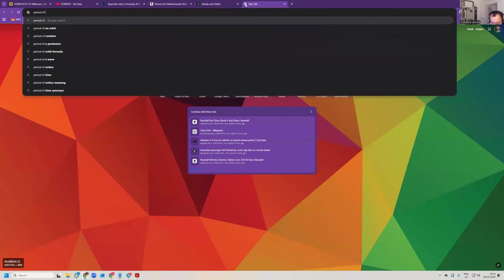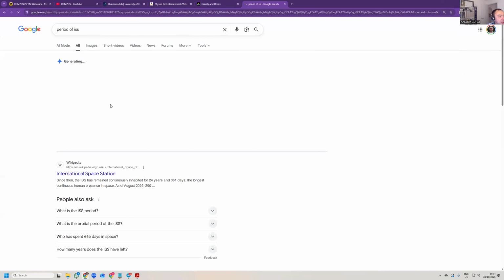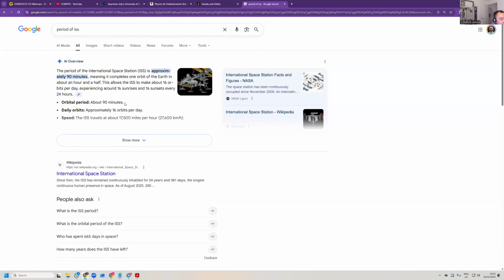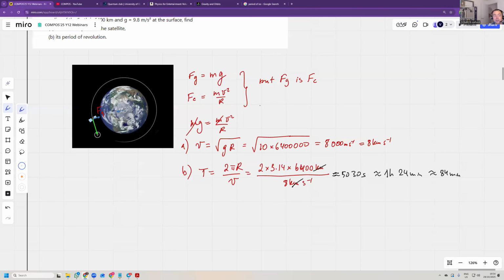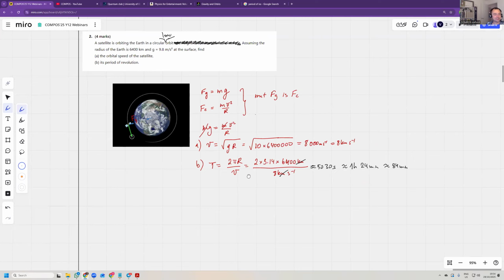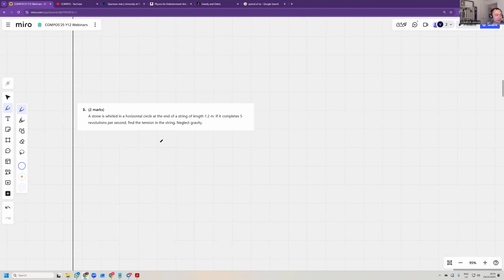The orbital time period of the ISS, the International Space Station, is about 90 minutes. It's slightly more than 84 minutes, but because it's a slightly higher orbit, we assumed that it just follows the Earth, which is obviously not possible. The minimum orbit is about 100 kilometers. But that makes sense. Okay, moving on.